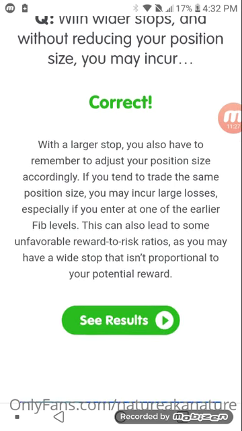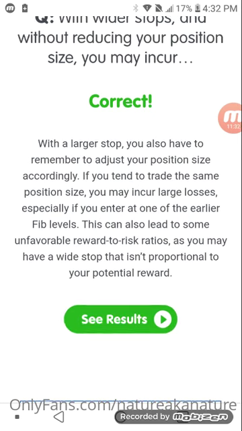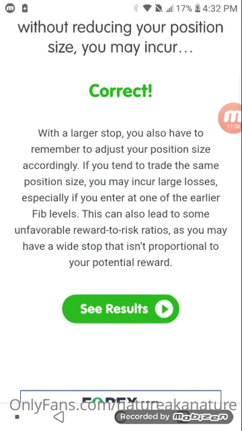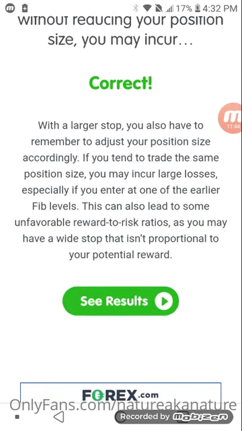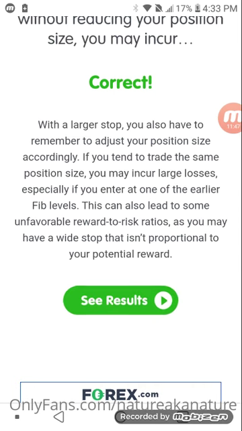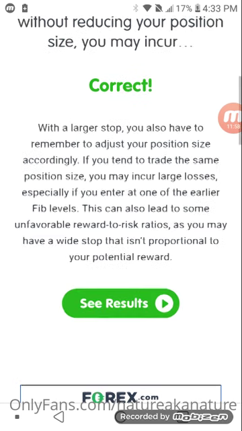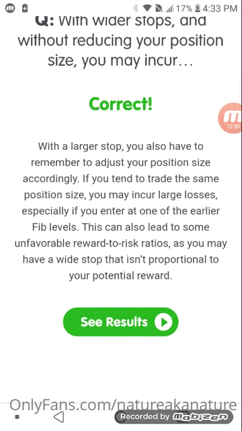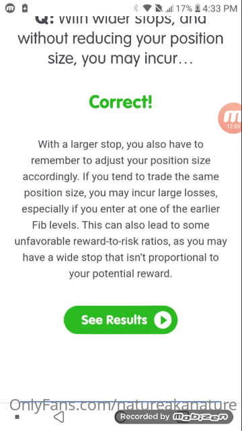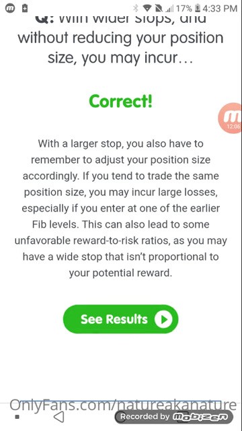You've seen what happened in our Fibonacci videos already; we went over that. Okay, when you get in a trade off a Fibonacci level too early, this could lead to an unfavorable reward-risk ratio, as you may have a wide stop. Especially if you're on the wrong Fibonacci level, that could lead to an unfavorable reward-risk ratio. So it's important that you reduce your position size, as you may have a wide stop that isn't proportional to the potential reward.